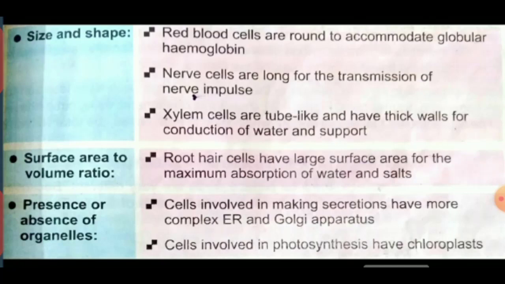Surface area to volume ratio. Root hair cells have large surface area to absorb large amount of mineral and water. Presence or absence of organelle. Cells involved in secretions have more complex endoplasmic reticulum and Golgi apparatus as compared to other cells. Cells involved in photosynthesis must have chloroplast in them.